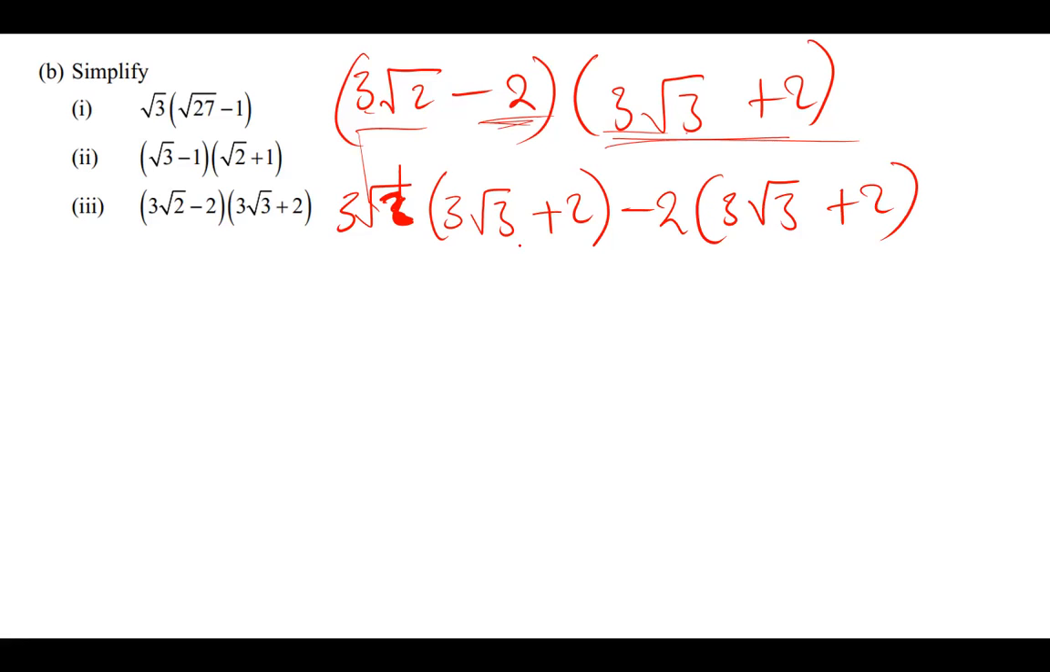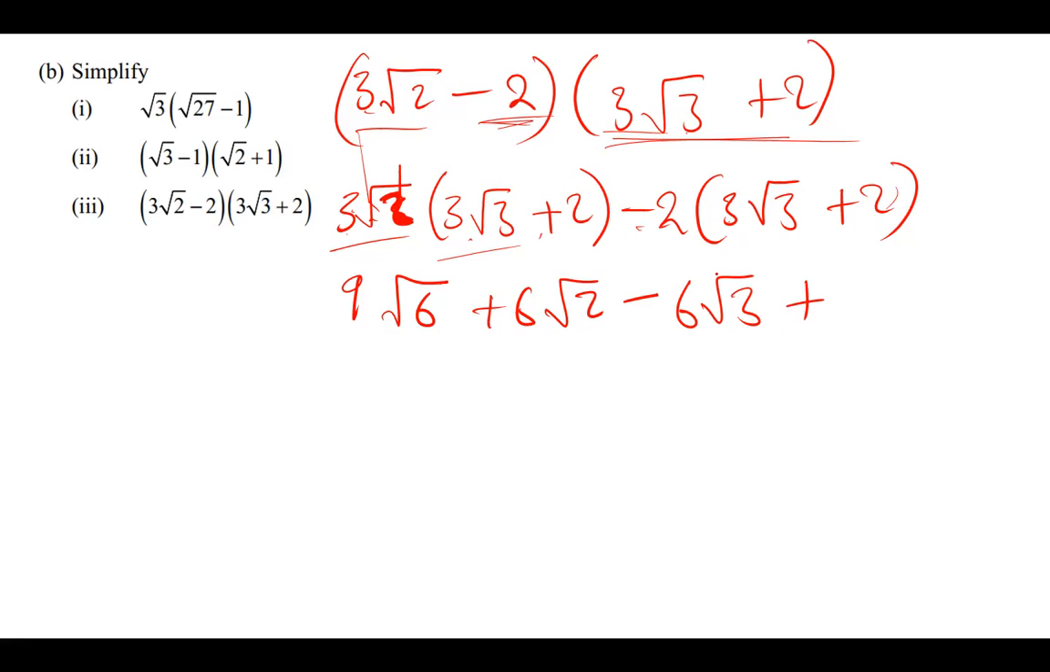So we start with this part times that. So this times that, 3 times 3, the answer is 9. Root 2 times root 3 is just the same as root 6. Then we have 3 root 2 times 2. That's the same as multiplying 3 times 2 there. The answer is 6. Then we remain with root 2 there. Then negative 2 times 3, the answer is negative 6 root 3. And then we also have negative 2 times positive 2 there. The answer is 4, negative 4 rather.